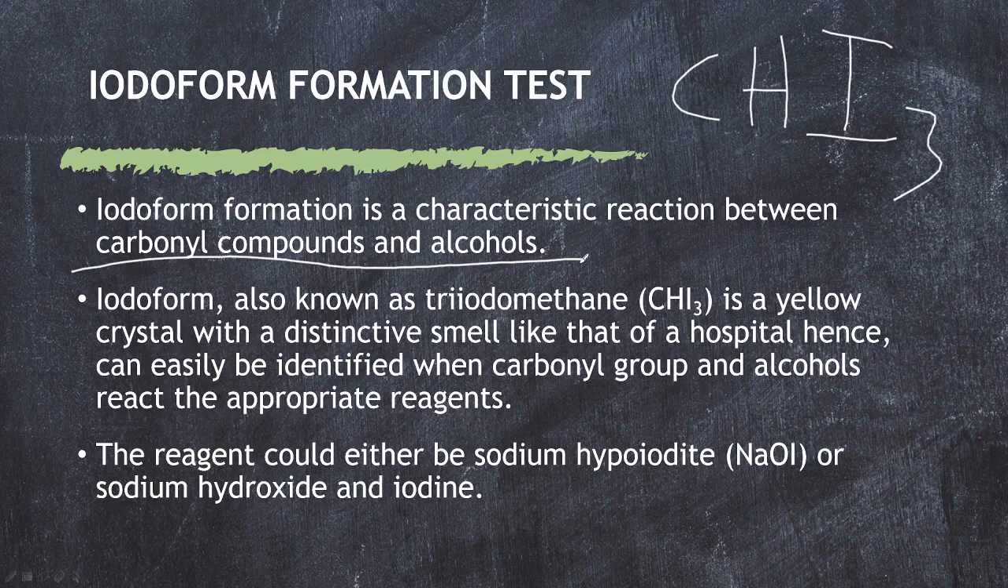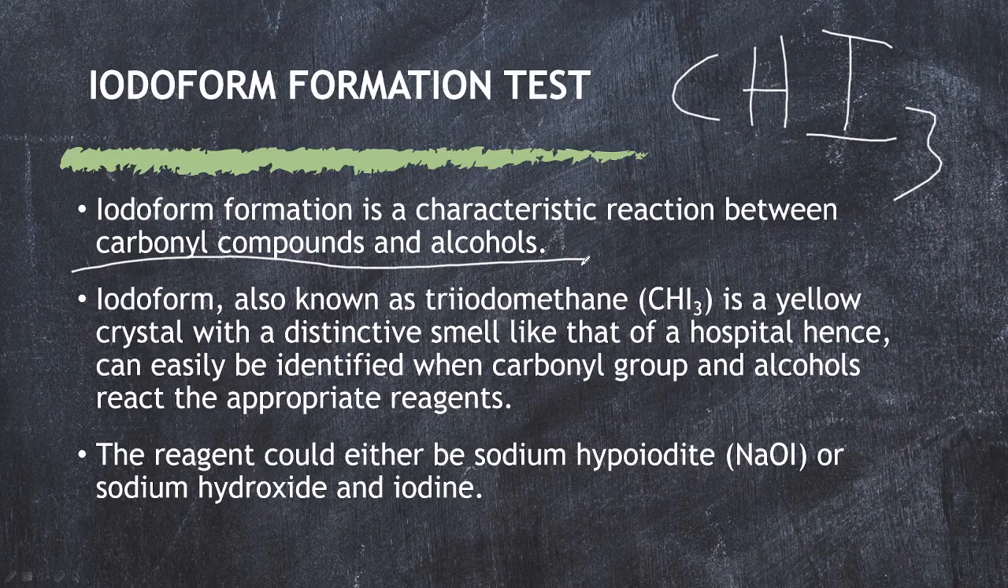Iodoform, also known as triiodomethane, is a yellow crystal with a distinctive smell like that of a hospital. We all know a hospital has this distinct smell, mainly because of the iodine. The smell always irritates me in a way. With this smell, we can identify if a carbonyl compound or an alcohol is present with the appropriate reagents. The reagents we could use are sodium hypoiodide or sodium hydroxide in iodine.